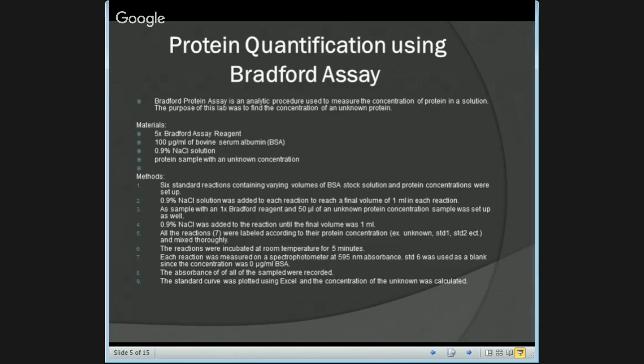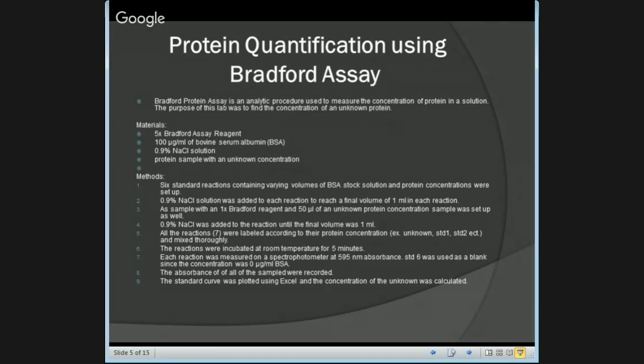All the reactions were labeled according to their protein concentration, for instance, unknown, STD1, STD2, etc., and mixed thoroughly. The reactions were incubated at room temperature for approximately 5 minutes. Each reaction was measured on a spectrophotometer at 595 nanometers absorption. The absorption of all the samples was recorded. The standard curve was plotted using Excel, and the concentration of the unknown was calculated.